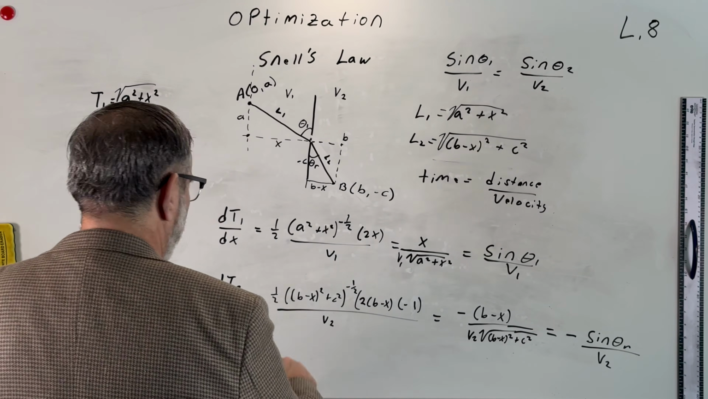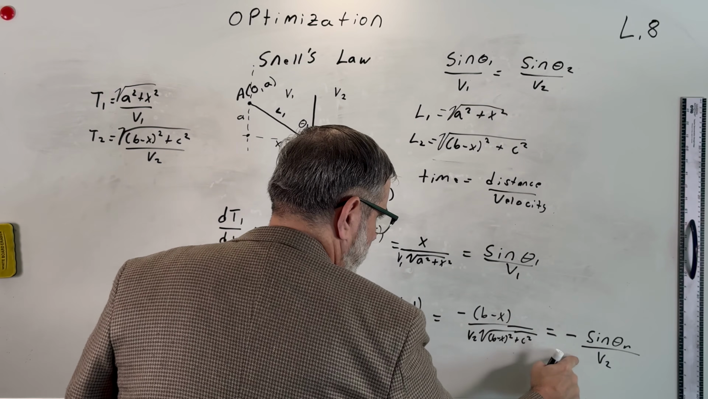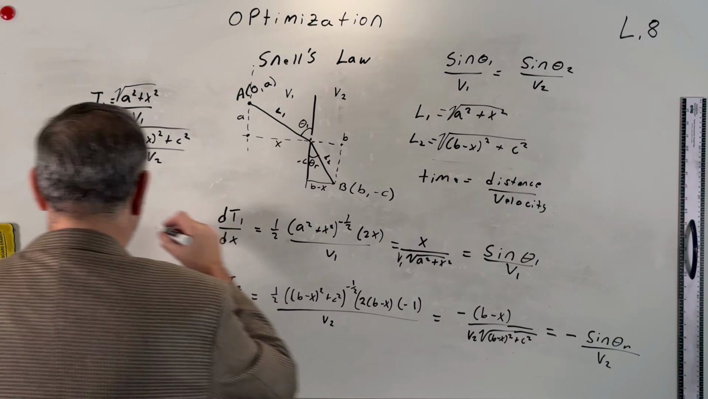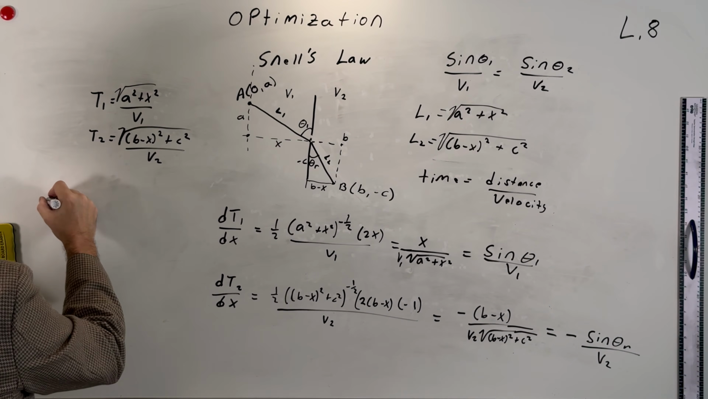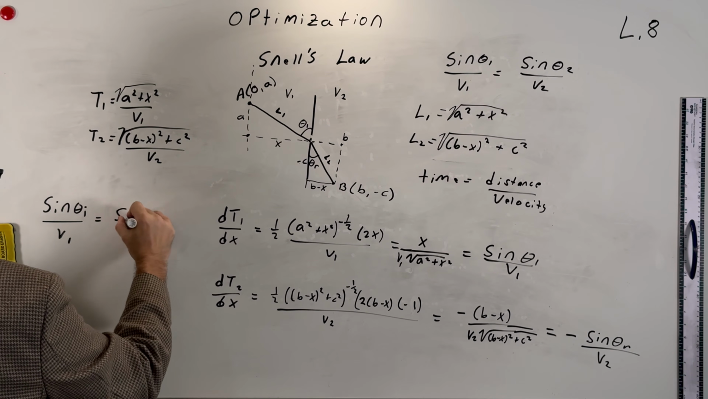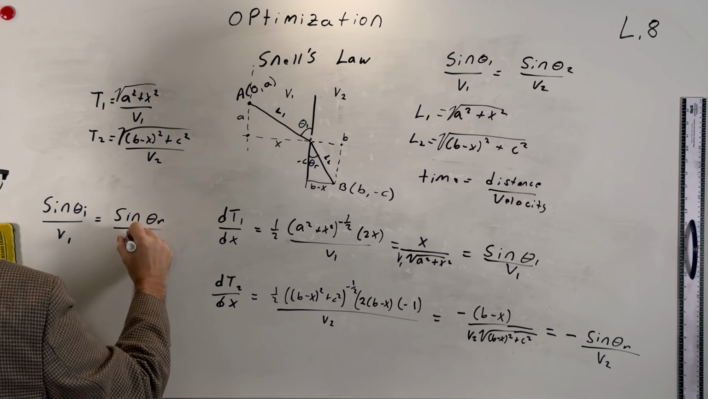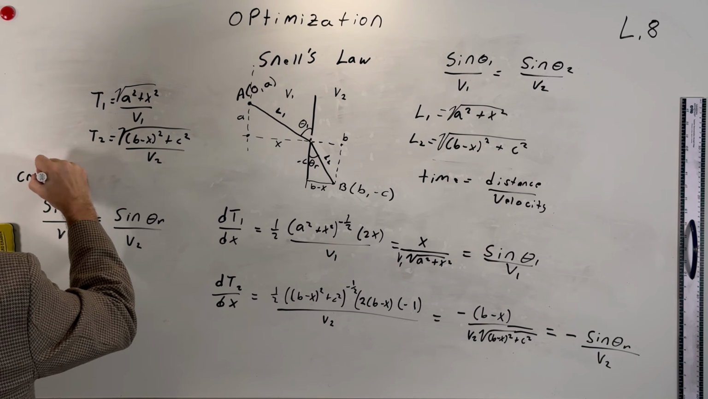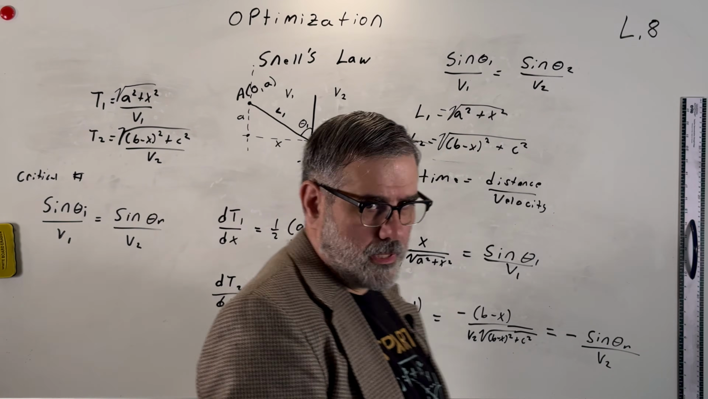Well, when does that happen? When this plus this equals 0 means that this equals this, yes? And so that is where we get, I call this incidence, refraction, v2. That is the condition under which we would get the critical number.